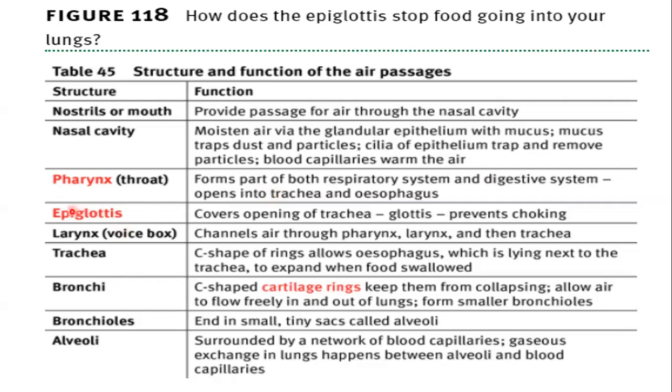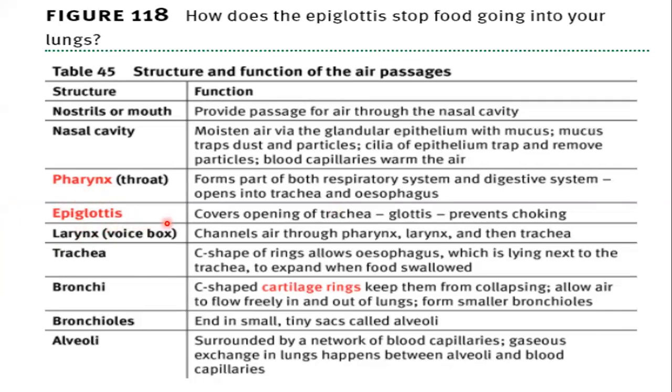And then we have this important structure here, which is the epiglottis. The epiglottis covers the opening of the trachea, which is also called the glottis, and it prevents choking. If the food were to move into the trachea, you would choke, because that system is made only for air. When food, which is a solid, moves into that system, it presents a blockage of the air, and air cannot flow freely. Oxygen cannot move in, carbon dioxide cannot move out freely. Then you will choke. So the epiglottis is a very important structure.